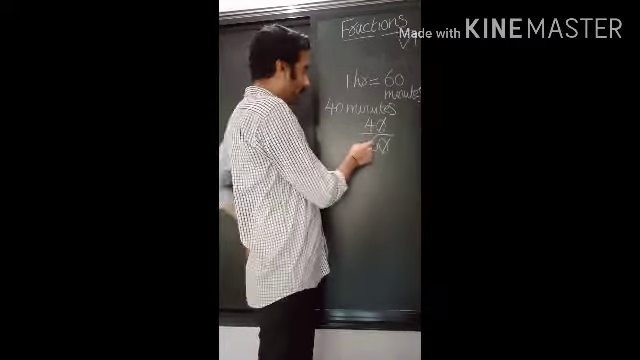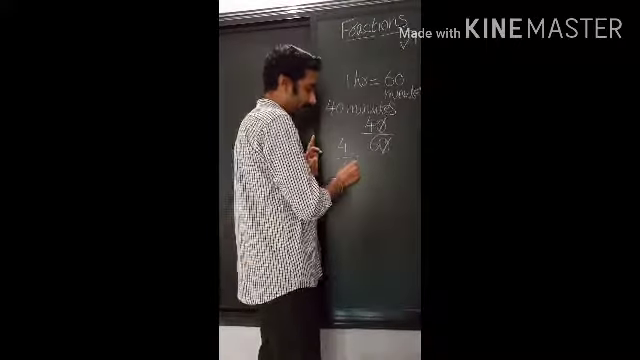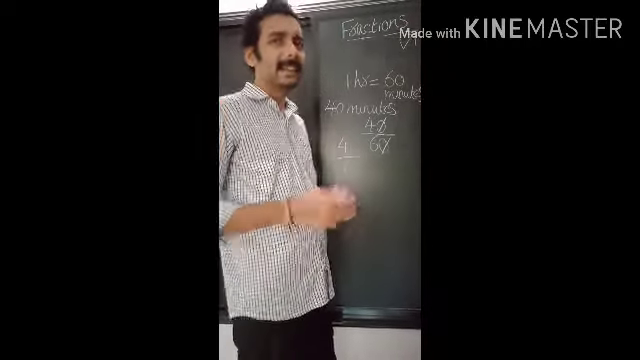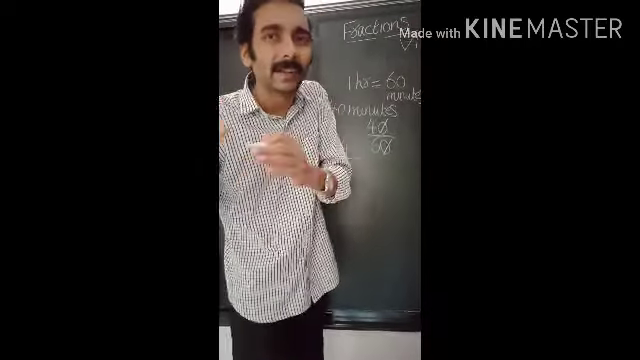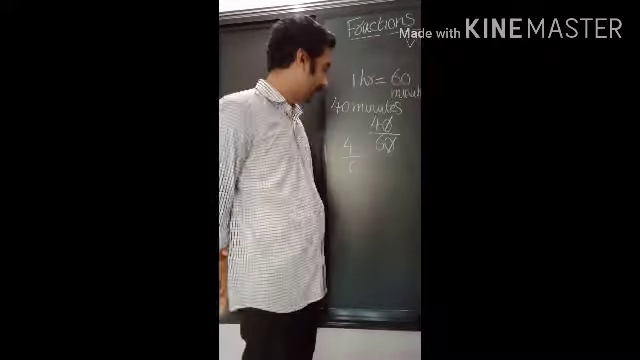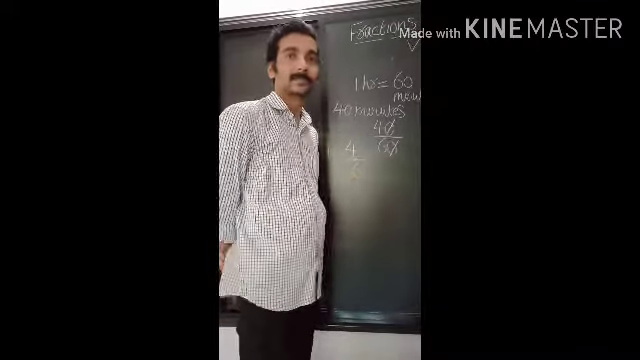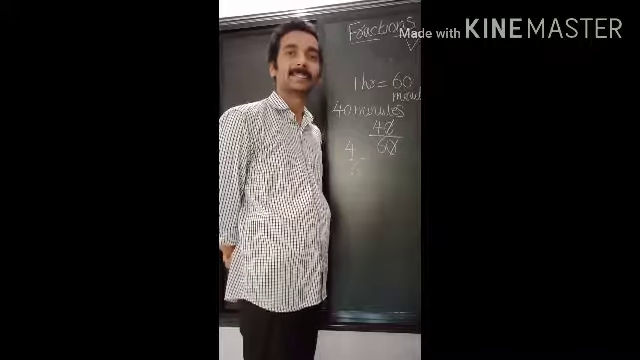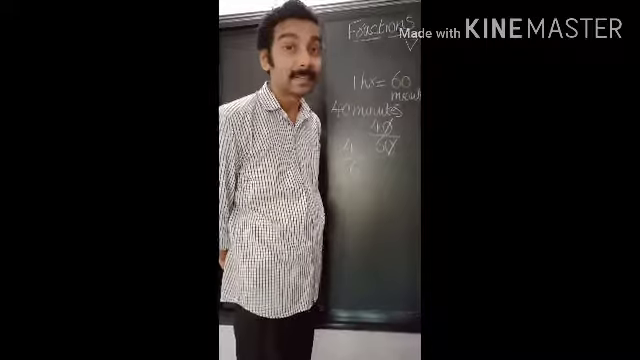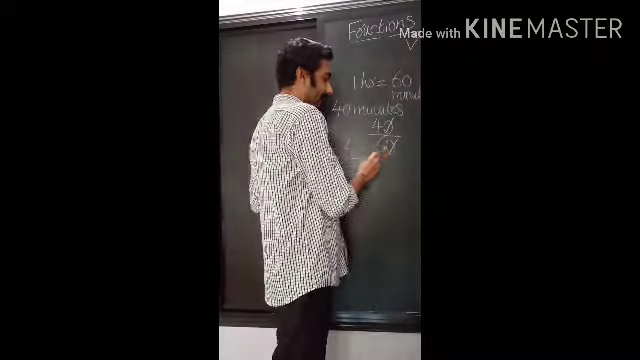The fraction is in the form of 4 by 6. In 4 and 6, we convert into the lowest form or lowest fraction. Which number is common divisible by 4 and 6? Yes, which number? 2.